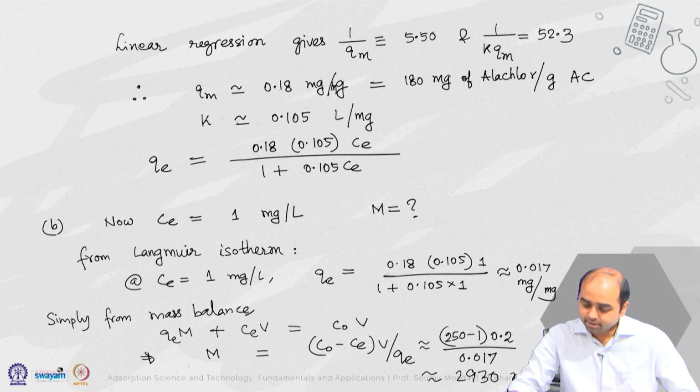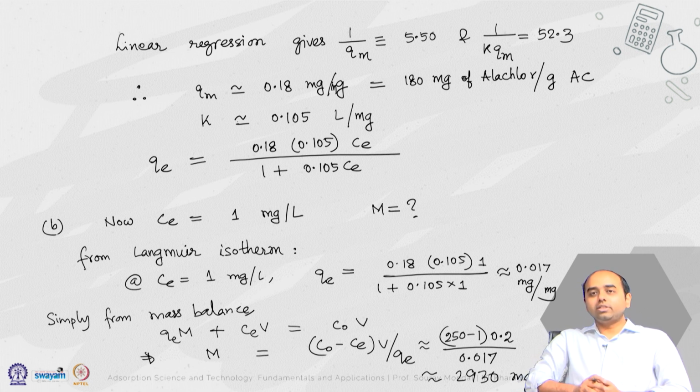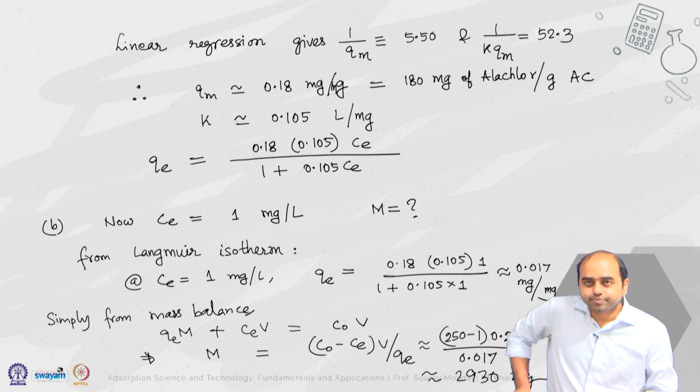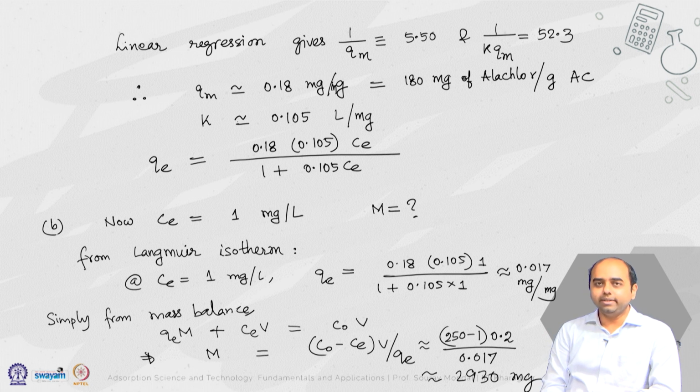This turns out to around 2930 milligrams. So, we see that to reach a value of 1 milligram per liter, the amount of the adsorbent that is needed in this case is around 2.9 grams of the activated carbon to filter out 200 milliliter of the waste liquor containing 250 milligrams of Alachlor, and to bring down the concentration to 1 milligram per liter at equilibrium. So, now we move to the next problem.